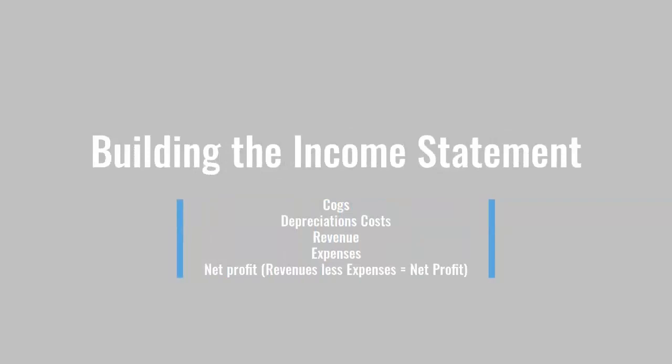Now, to build the income statement, you need to know how to calculate the cost of goods sold and the depreciation cost. You now know what is revenue, what is expenses, the two categories, and net profit. The net profit equation is revenues less expenses equals net profit. So let's have a go and build a profit and loss.